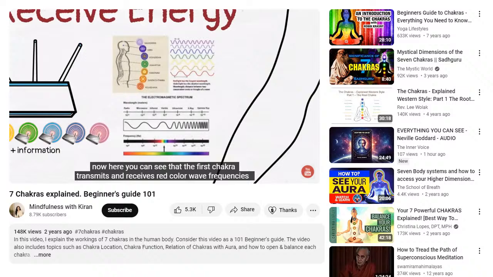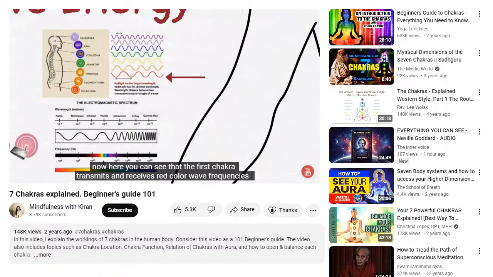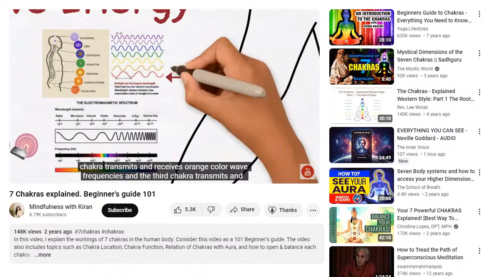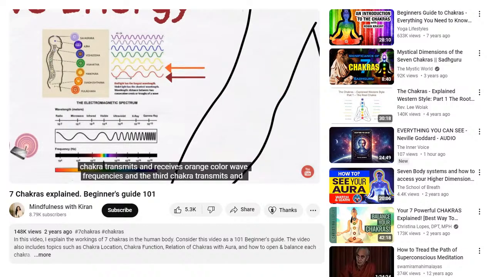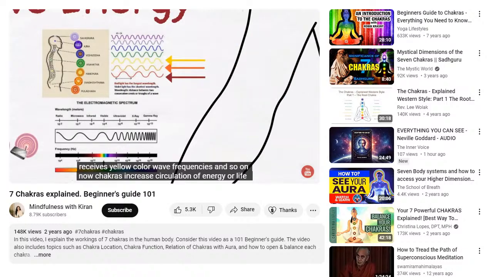Here you can see that the first chakra transmits and receives red color wave frequencies. And this is why the first chakra is usually represented by red color. Similarly, the second chakra transmits and receives orange color wave frequencies, and the third chakra transmits and receives yellow color wave frequencies, and so on.